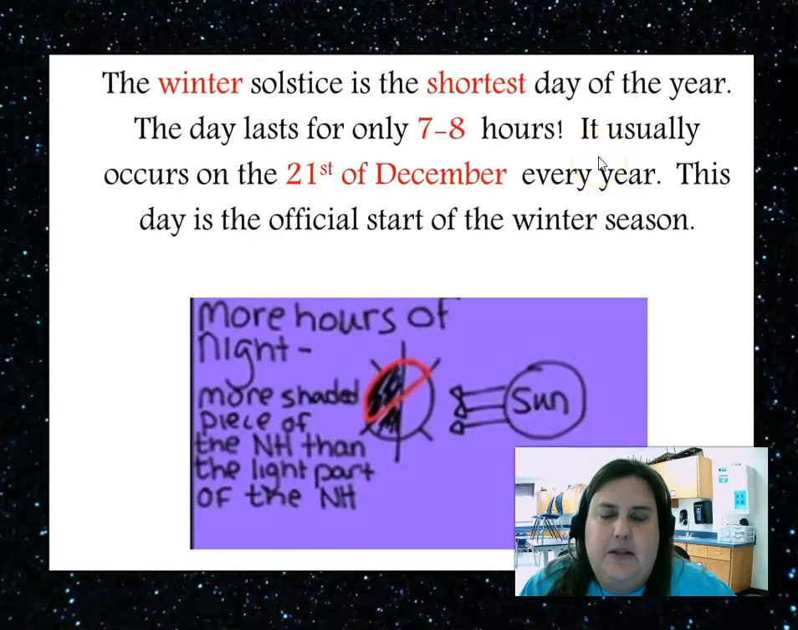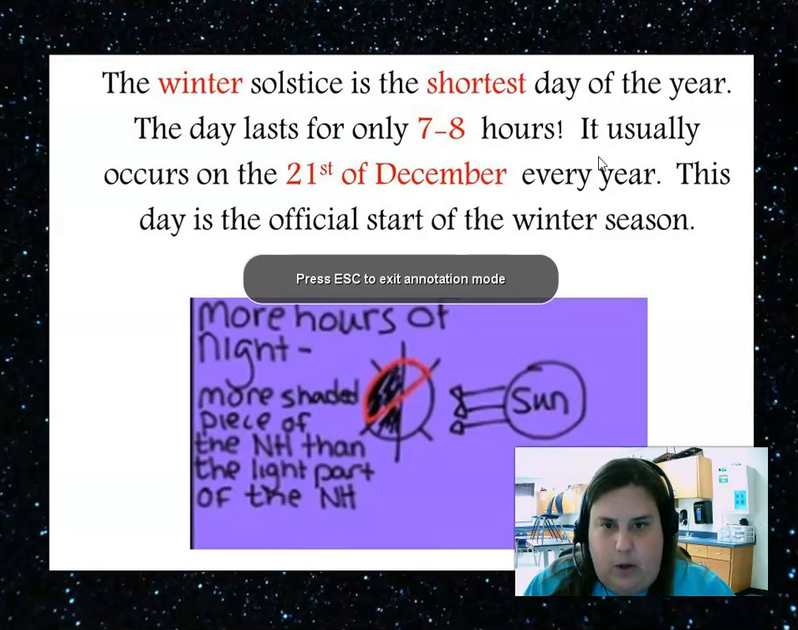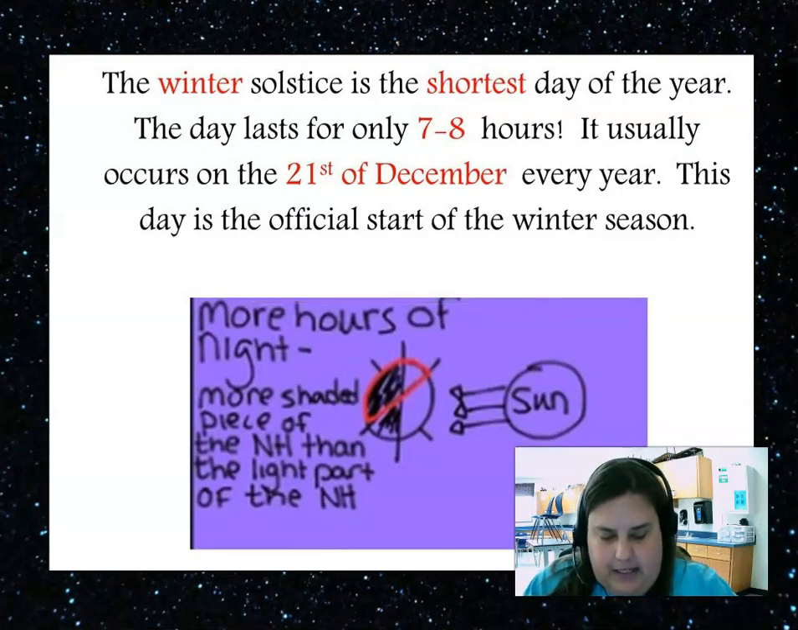Okay, so the next type of solstice is going to be the winter solstice, and the winter solstice is going to be the shortest day of the year, and this day usually lasts for about 7 to 8 hours, and it usually occurs around the 21st of December, and this is the official start of the winter season. So I want you to draw this model, and when you look at this model, you can see the hours that we have for day are very small compared to the number of hours that we have for night.